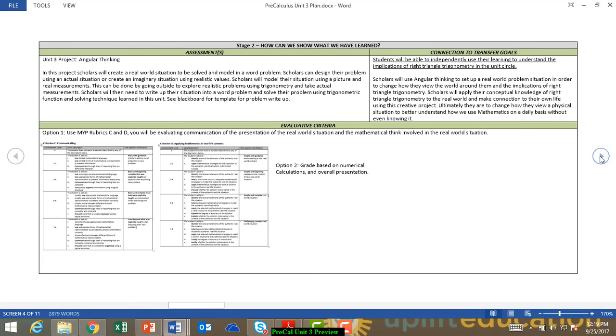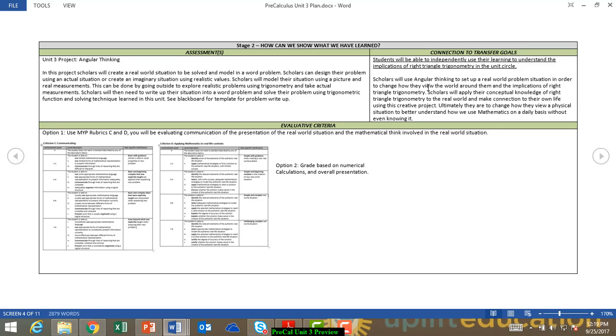Stage 2, of course, is looking at the assessments for this unit. I have included a project which is angular thinking. This project is an excellent opportunity to have kids go outside and look at problems from the real world and be able to write a realistic trigonometric problem so that they can model it and solve it within the class. So scholars are going to be setting up a real world situation in order to change how they view the world around them and what implications right triangle trigonometry has on the situation.